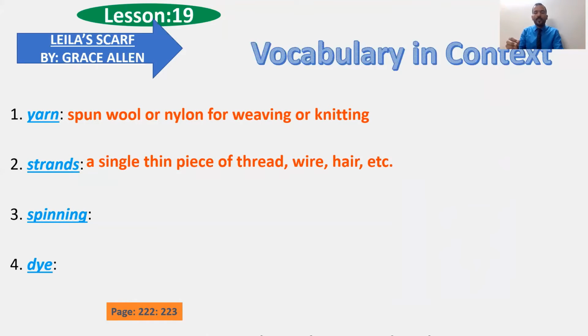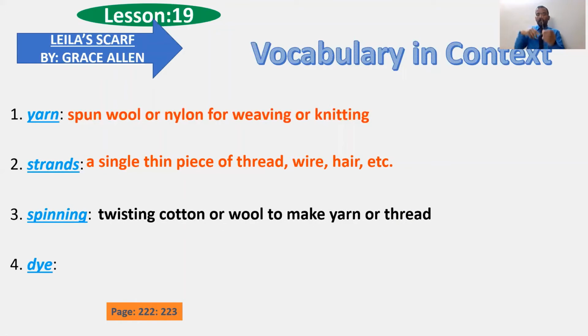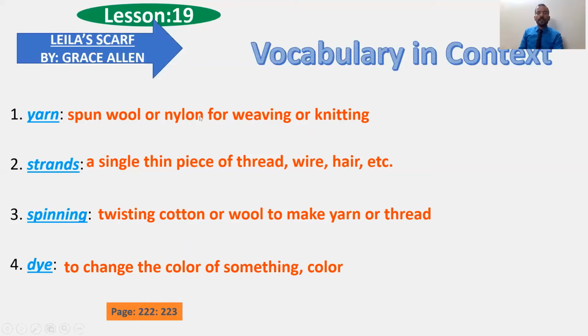Spinning: the simple meaning of spin is to go around itself. But here spin in our story means that if you have 2 strands, you can spin them together so they will be one, in order to make clothes or a scarf. You see, there were 2 strands, now they are one because I did spinning, twisting cotton or wool to make yarn or thread. Dye means to color. To dye something is to color it, to give it a color.